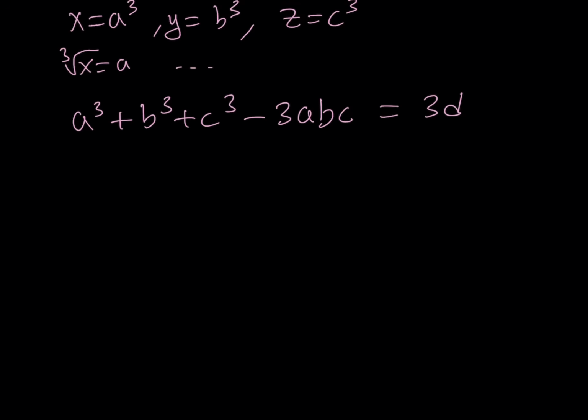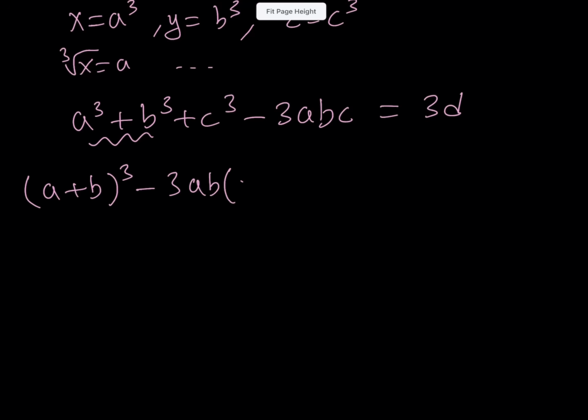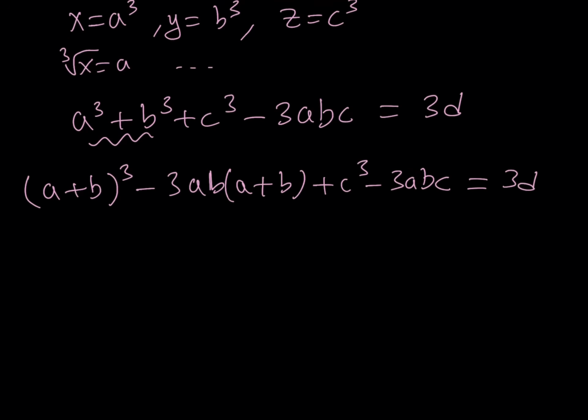In order to simplify or factor this expression, I'm going to start with something like this. I'm going to replace a cubed plus b cubed with something else, and that is (a plus b) cubed minus 3ab times (a plus b). That is equivalent to a cubed plus b cubed. As you know, if you expand from the binomial theorem and do a little bit of factoring, you're going to get that. So I'm going to be using that expression. And then this is, again, 3d.